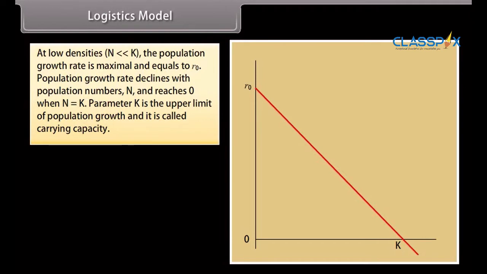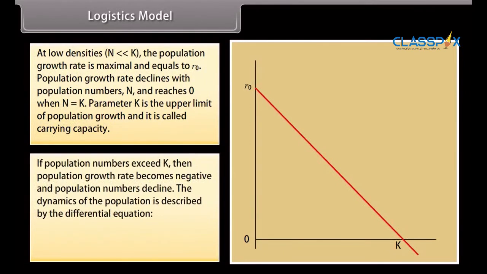Parameter K is the upper limit of population growth and it is called carrying capacity. If population numbers exceed K, then population growth rate becomes negative and population numbers decline. The dynamics of the population is described by the differential equation dN by dt equals rN equals r0 N times (1 minus N by K).